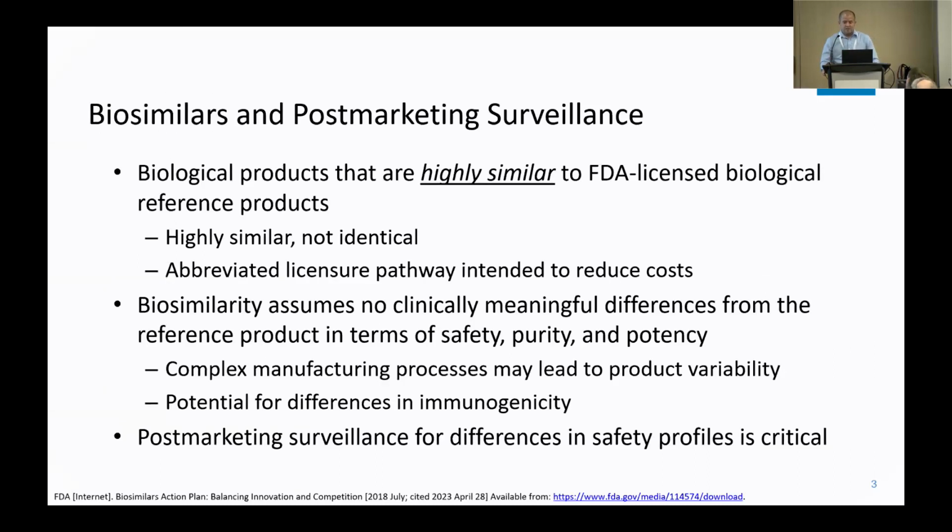So biosimilars are biological products that are highly similar to FDA licensed biological reference products. Biosimilars must have no clinically meaningful difference from the reference product. So basically, this means that biosimilars should provide the same treatment benefits and have the same risk as a reference product. However, complex manufacturing processes may lead to product variability, such as potential for difference in immunogenicity. Therefore, post-marketing surveillance for difference in the safety profile between biosimilars and the reference product is critical.